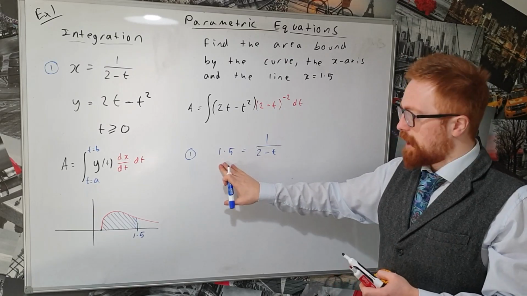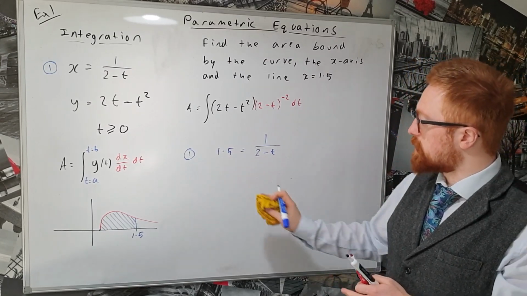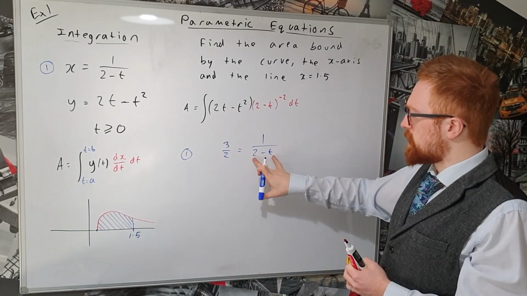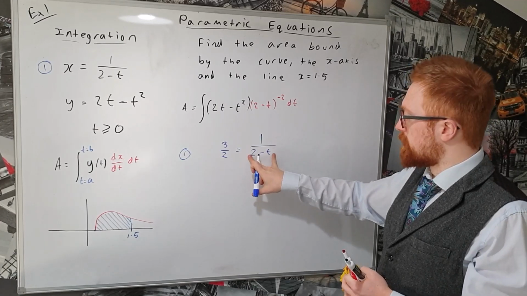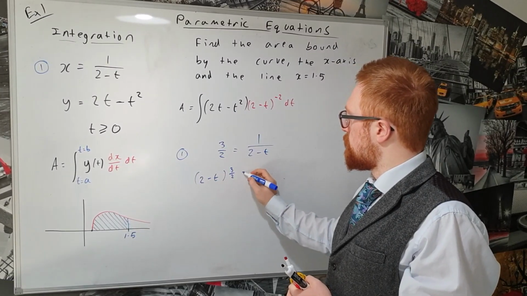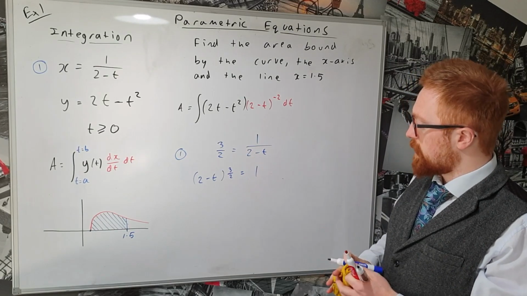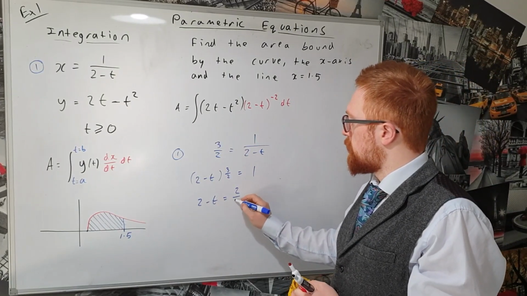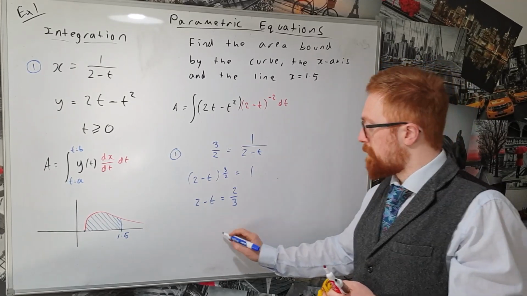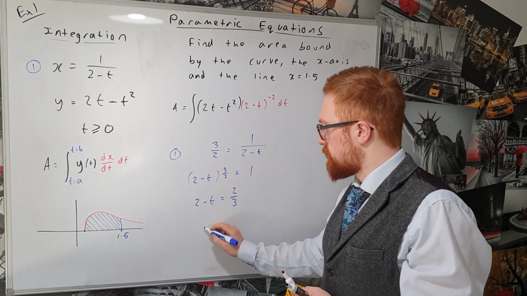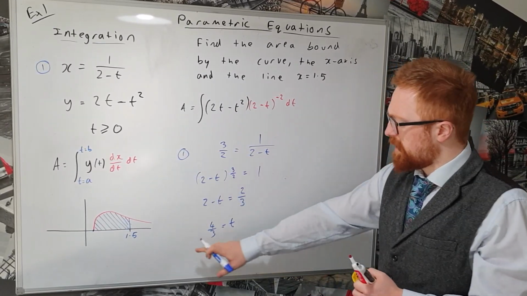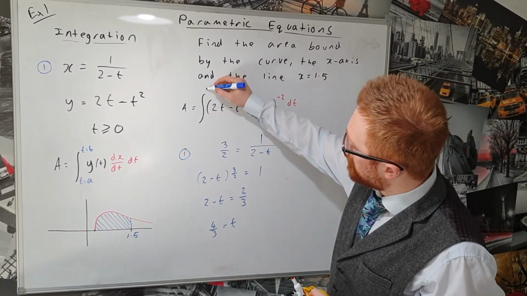Now 1.5, it might make more sense to write that as a fraction. So 1.5 is 3 over 2. Let's make that change now. Then we multiply both sides by the denominator of this fraction, 2 minus t. So we get 2 minus t, 3 over 2 is equal to 1. If we divide by that fraction, we get 2 minus t is equal to 2/3. Then we'll add t to both sides and subtract the 2/3 all in the same step. So we get 2 minus 2/3, which is 4/3, is equal to t. So our upper limit, where x is 1.5, is 4/3.